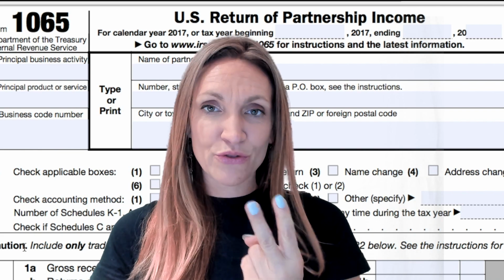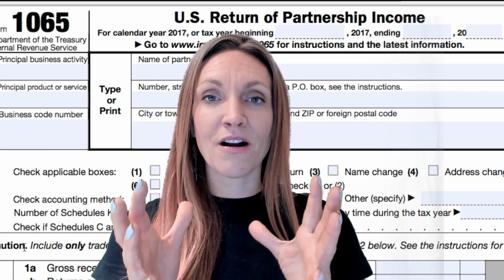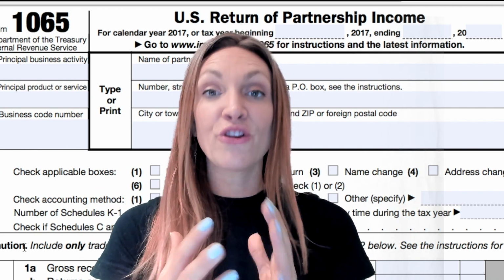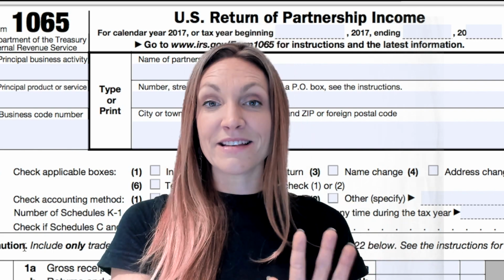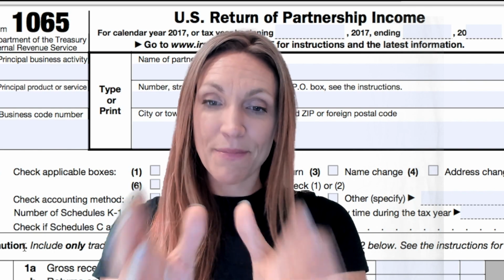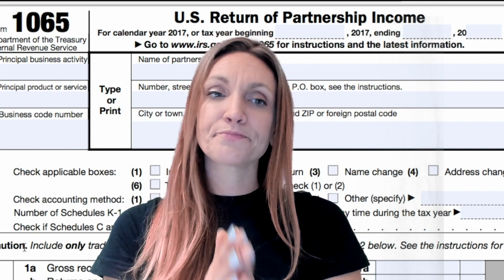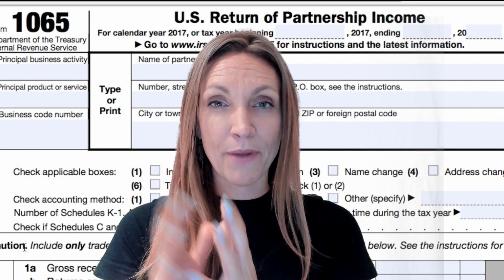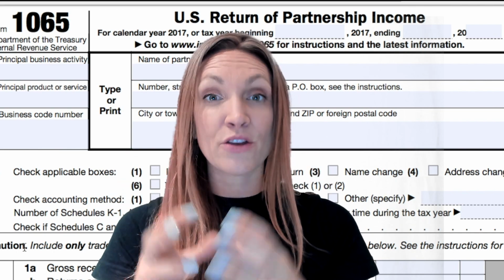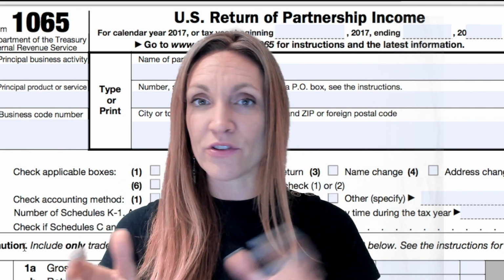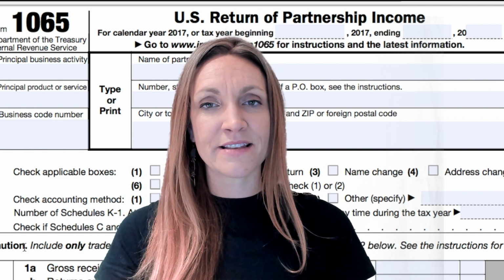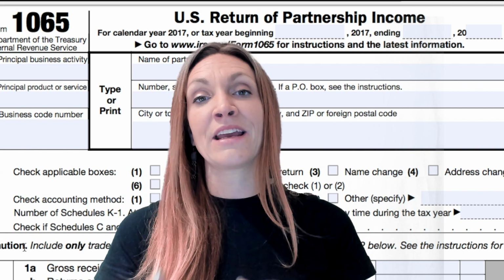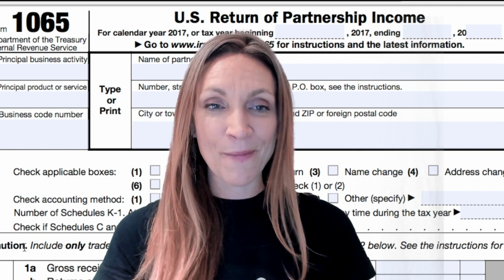Whenever you have two or more people who are creating a business together, you have a partnership. When you have two or more people in an LLC together, you've created a partnership for taxes. And there also are partnership businesses that you can form at state levels, just like LLCs, but most people are doing LLCs these days because there's limited liability for everyone involved.